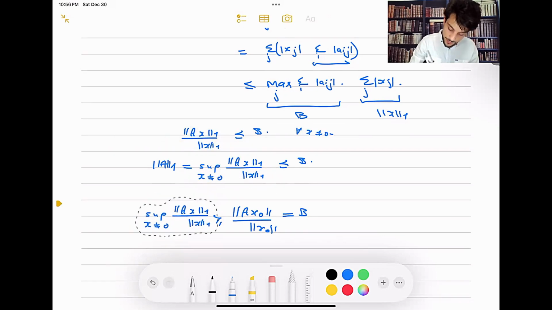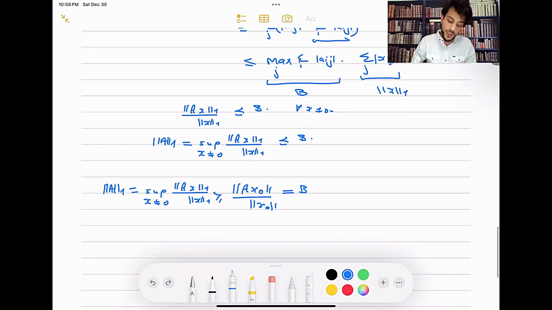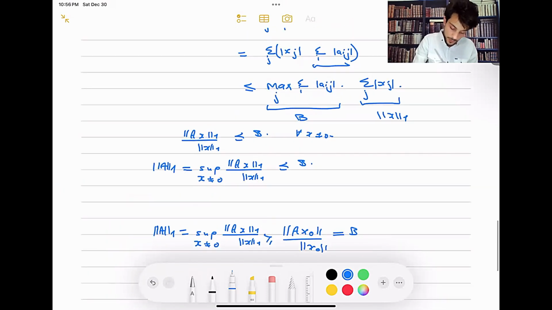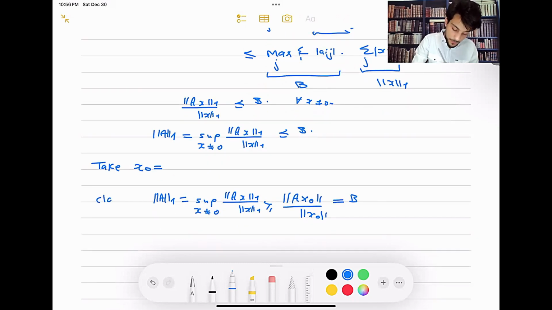And once we've done that, we would have gained the other inequality, because this is just the one norm of A. So we would have gotten the other inequality over here. So let's see what kind of x0 we want to take. Okay, so here's what we want to do. Take x0 to be, we're going to figure it out, and here's our claim. This is what we're claiming. Okay, so let us do that.